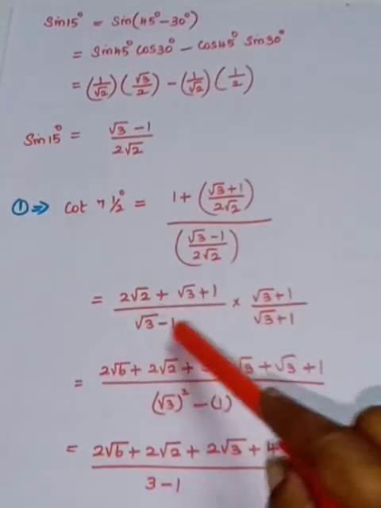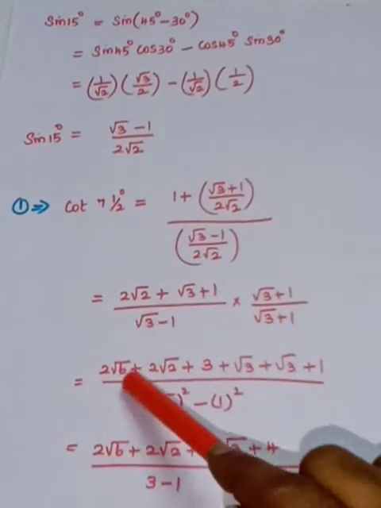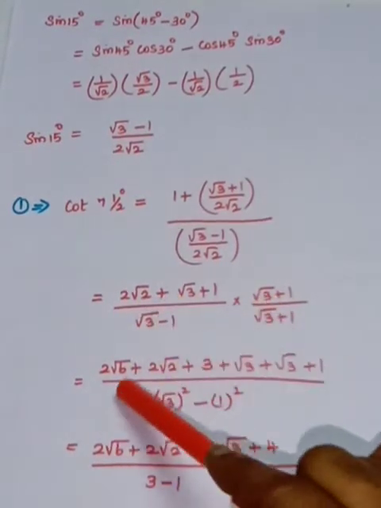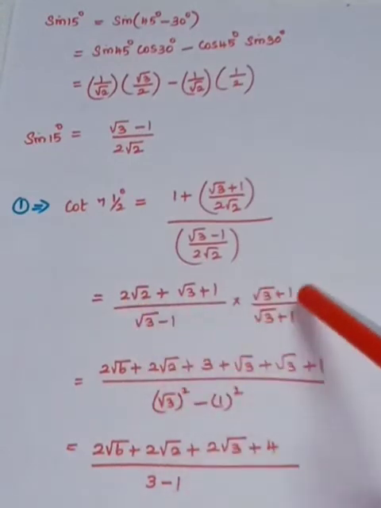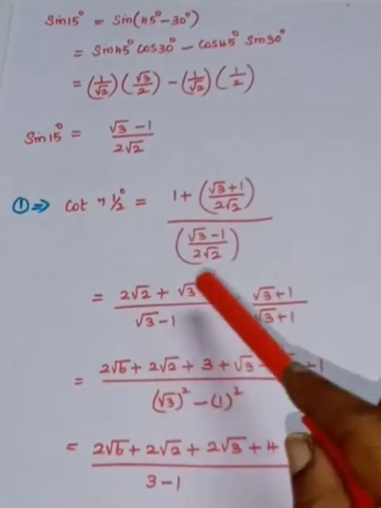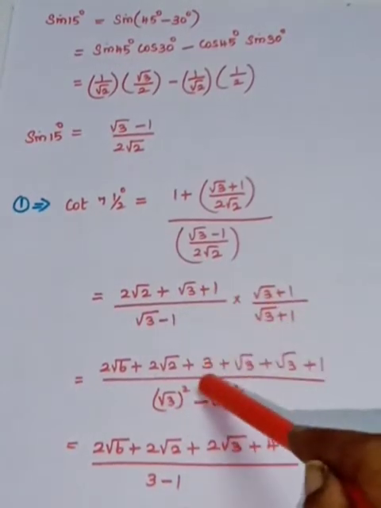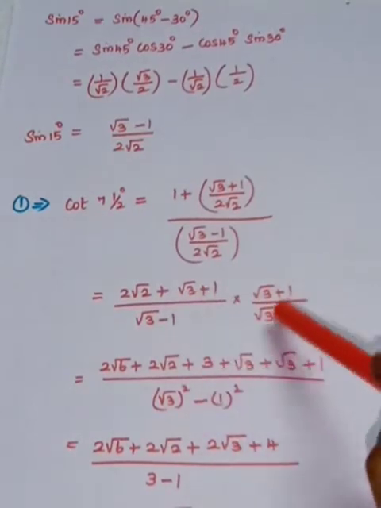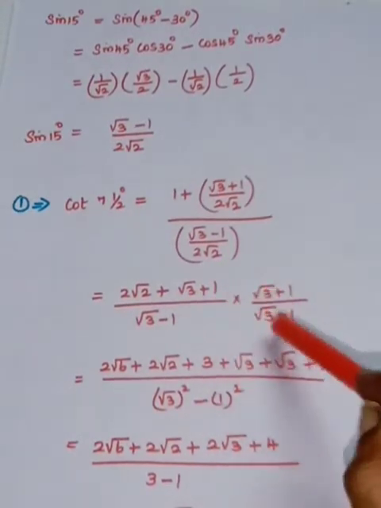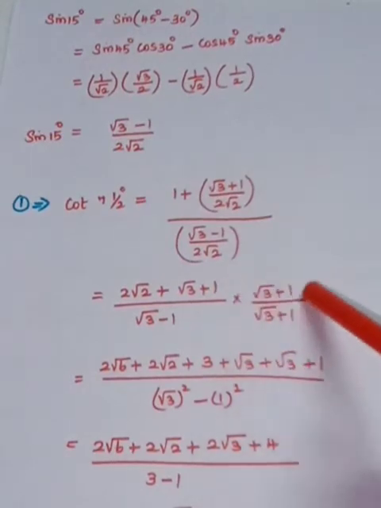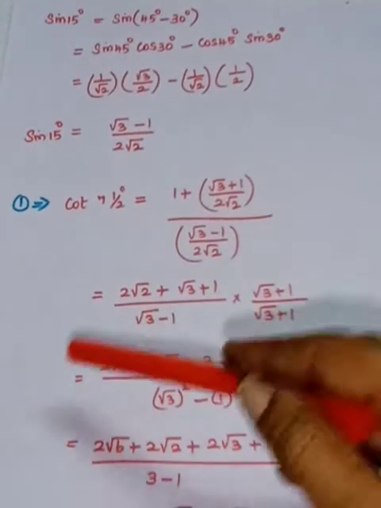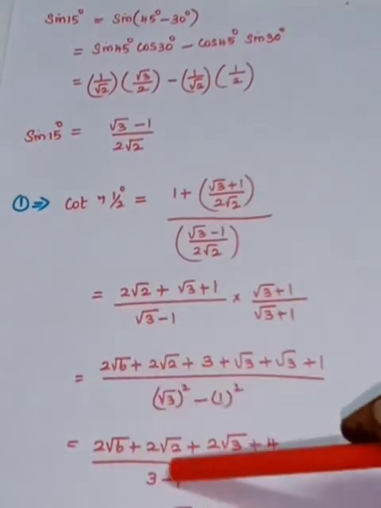So 2 root 2 into root 3 is 2 into root 2 into root 3, which is root 6. 2 root 2 into 1 is 2 root 2, plus root 3 into root 3 is 3. Root 3 into 1 is root 3. So 1 into root 3 is also root 3. What is 1 into 1? It is 1. So it is 2 root 6, 2 root 2.